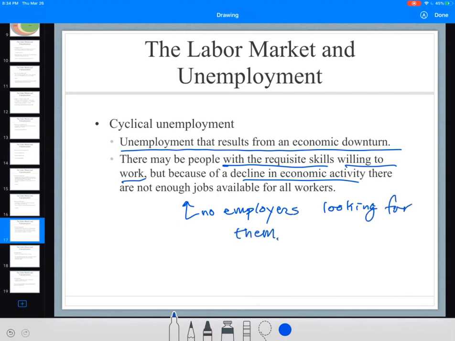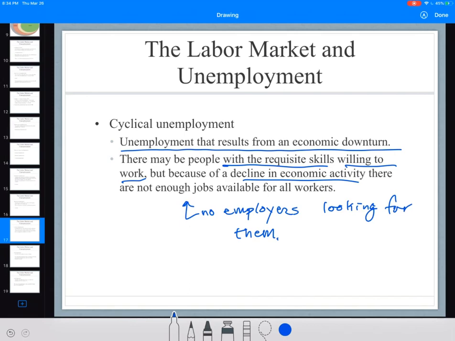Okay, so those are the three types of unemployment. Frictional unemployment is the type that comes about because it just takes time for people to switch jobs. Structural has to do with people not having the skills to take a particular job. Cyclical unemployment has to do with the fact that the economy stinks and there's a lot more people who are just out of work. So those are the three types.